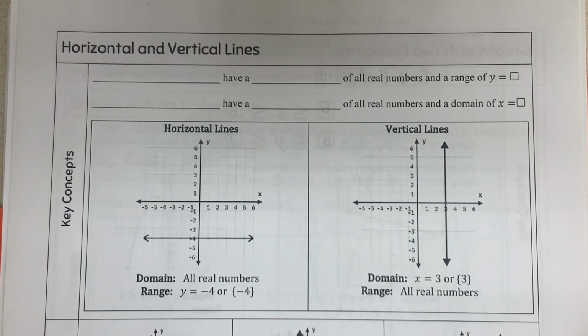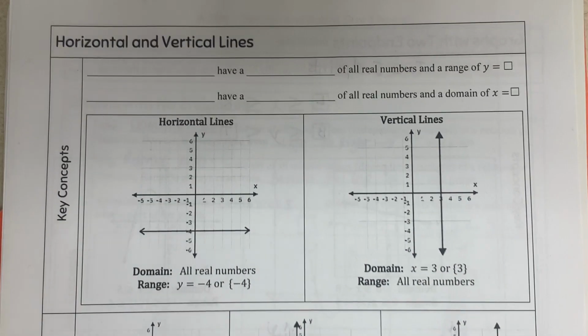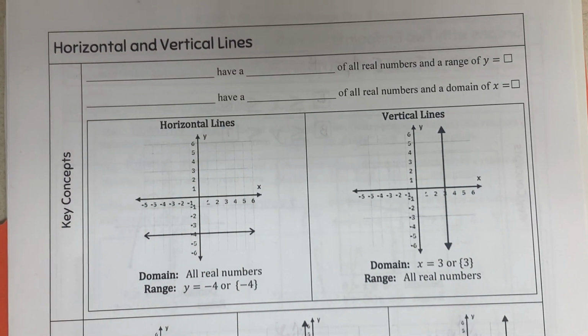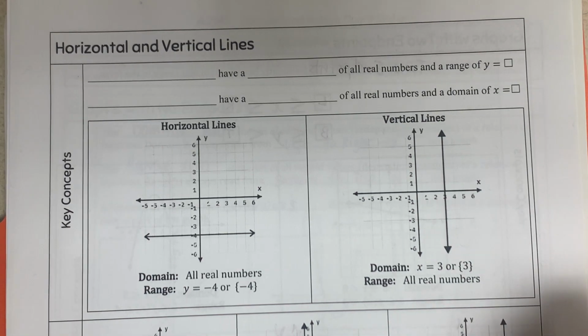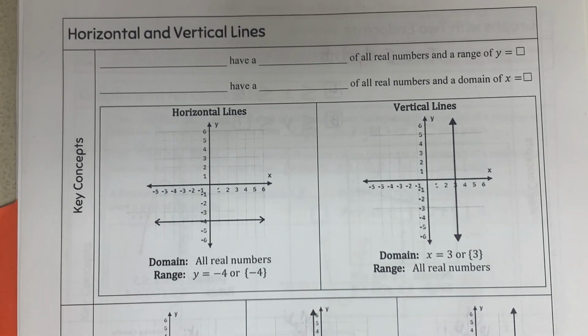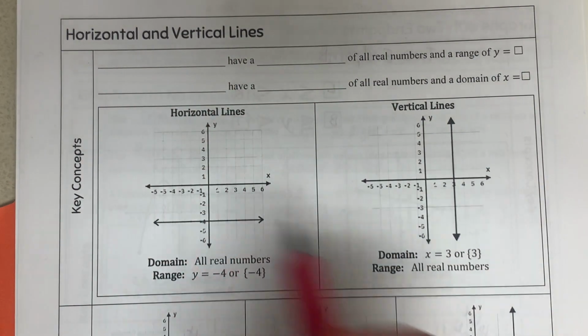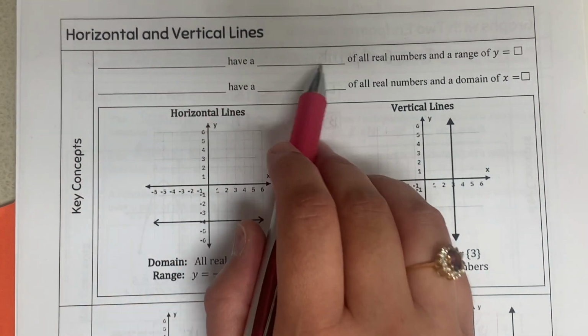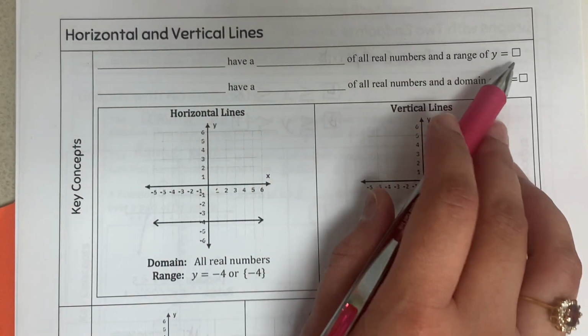Horizontal and vertical lines. In algebra, you get to see horizontal and vertical lines as well, and you are supposed to be learning how to write the domain and the range of these lines. This is not very difficult because the range and domain are going to be written in the same format. Let's just fill in the blanks really quick over here. Blank have a blank of all real numbers and a range of y equals the number.